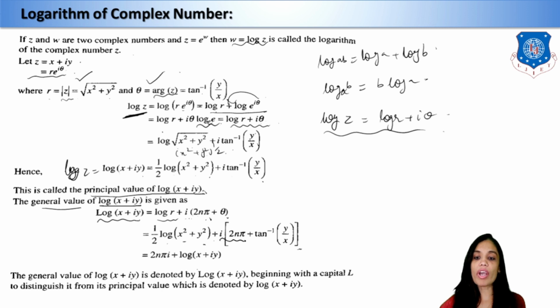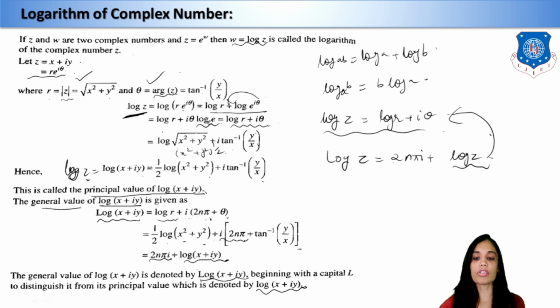Now we will keep this 2n pi i aside, and the remaining thing is our small log z, that is log of x plus iy. So the capital Log z formula is 2n pi i plus small log z, where our small log z is this. So the general value of log of x plus iy is denoted by capital Log of x plus iy, and to distinguish it from its principal value, which is denoted by small log of x plus iy, we are using such notation.